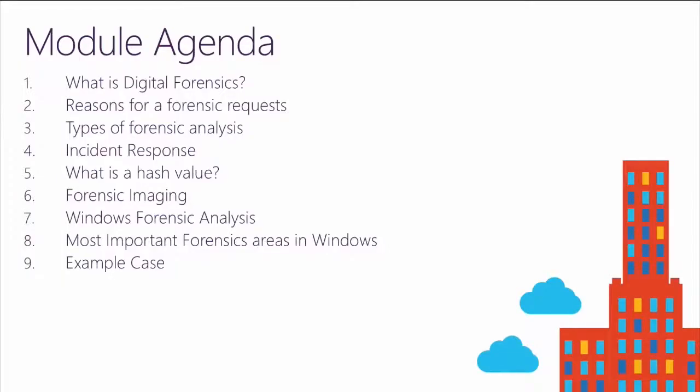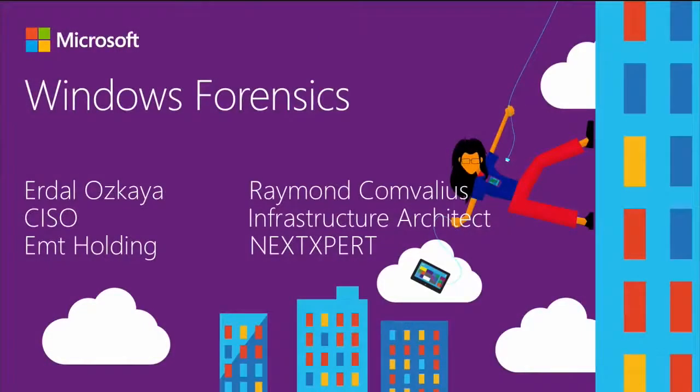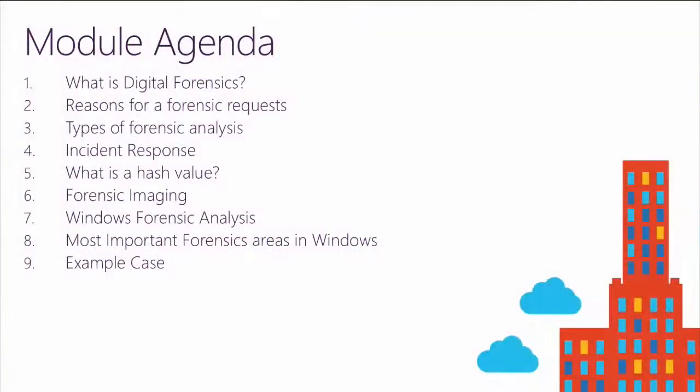All right, perfect. So what are we going to cover in this session? I think we know the module. This module is the Windows Forensics module. And we are going to cover what is digital forensics, why do we need digital forensics, what types of digital forensic analysis there are. We will cover incident response, hash values, how we can get forensic images, how we can do forensic analysis, and what is really important in Windows that you need to know, with examples from real life.